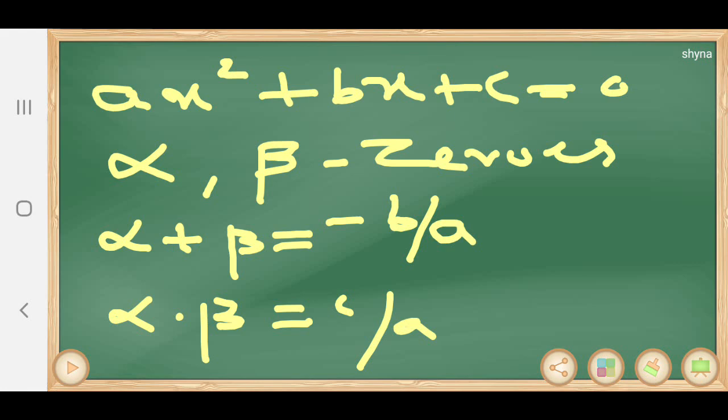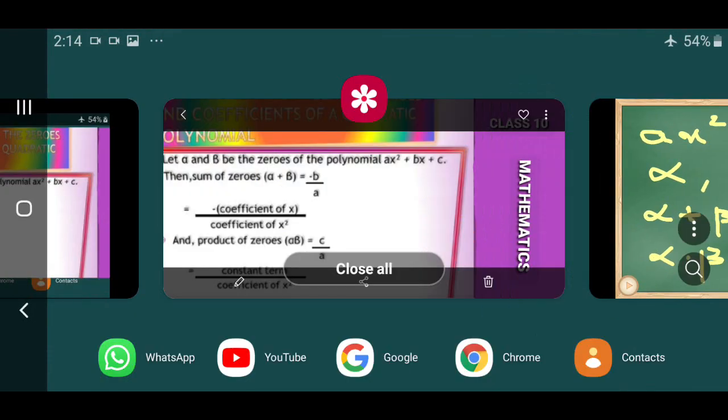Yes, dear children, I think you understood the relation. Listen, dear children. If we have a quadratic equation, you have to find out its zeros. After getting zeros, you have to verify by finding the sum and product, whether it is minus b by a or c by a. Okay, we can move to a question.